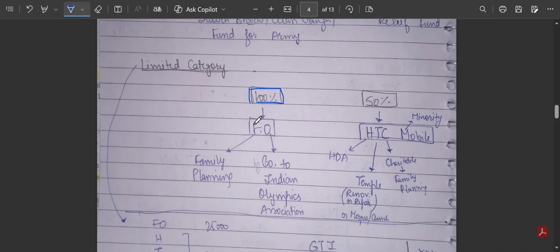In case of 100%, this is a memory technique: FO. For 50%, the memory technique is HTC Mobile. FO means F for family planning and O for Olympic associations; when a company donates to the Indian Olympic Association, it will get 100% limited deduction. Similarly, for HTC Mobile, H means HDA, T means any temple, mosque or church, for repair or renovation. Then C means charitable, but in relation to family planning, and in Mobile, M is used to memorize minority.